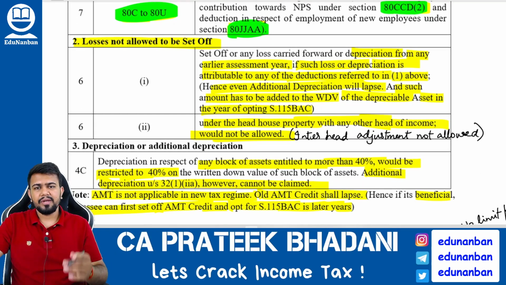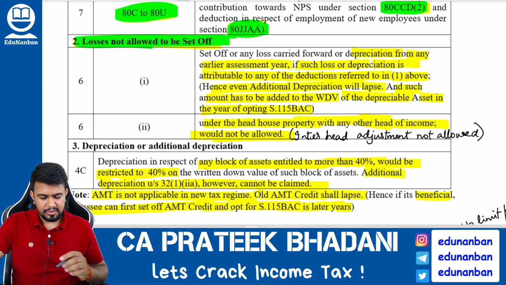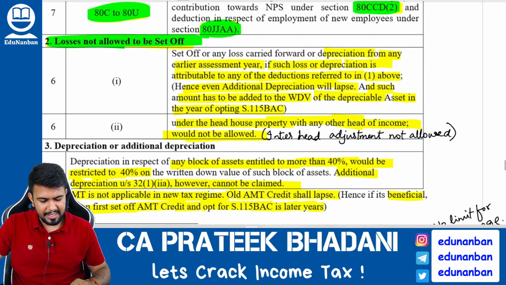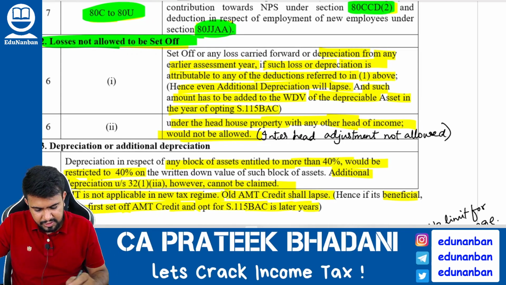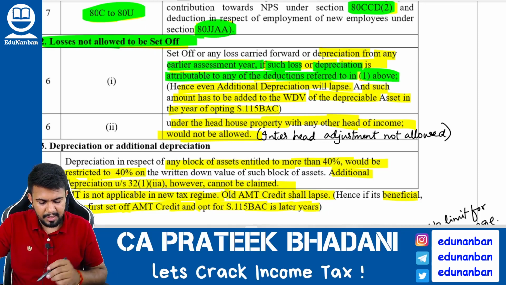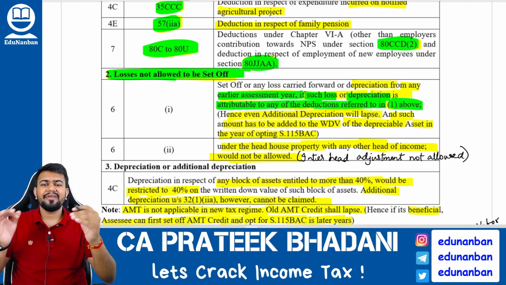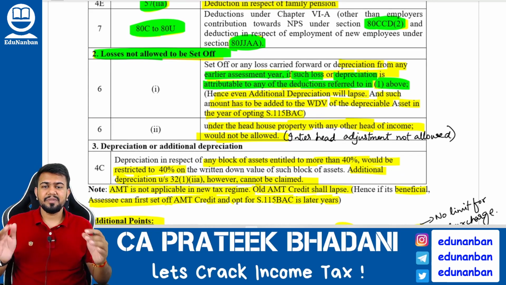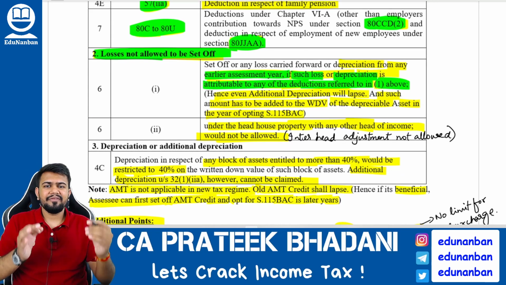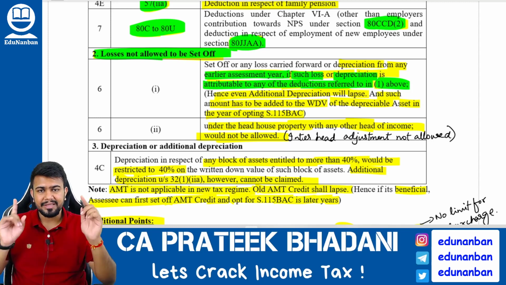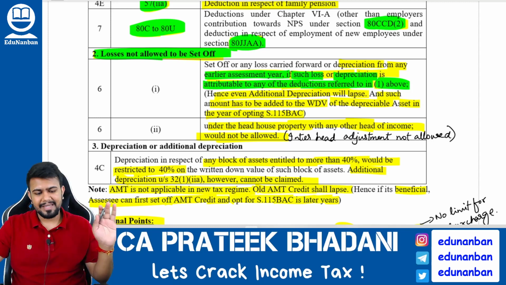Okay. Next, now let's talk about the losses. Certain losses with respect to the portion that we studied earlier are not allowed to be carried forward. So listen here. Set off or carry forward of loss or depreciation from any earlier assessment year, if such loss or depreciation is attributable to any of the deductions referred to in 1 above. So we learnt section 35AD specified business, or we learnt additional depreciation. If any loss is arising to the assessee because of all these items, then such loss also cannot be carried forward.